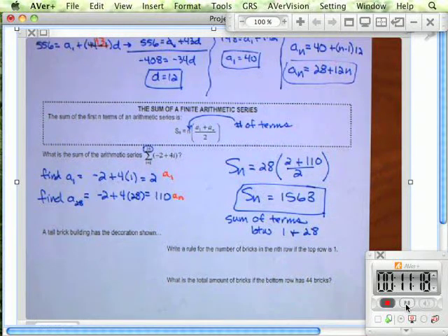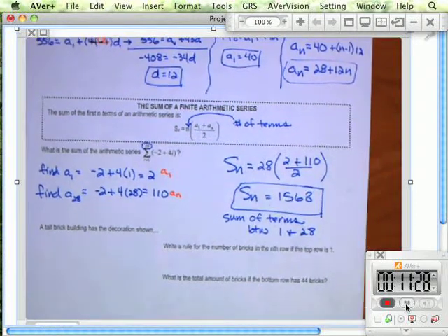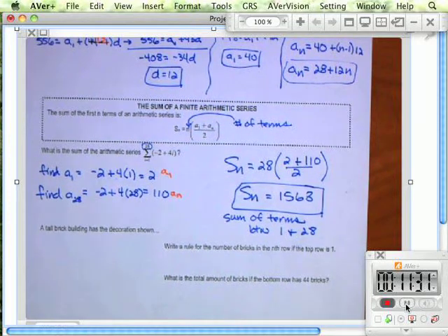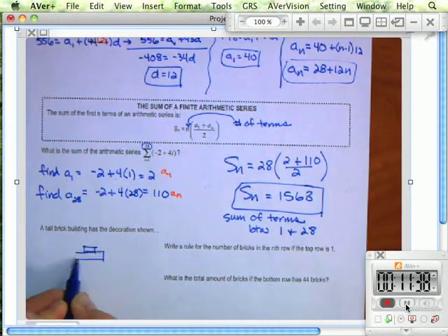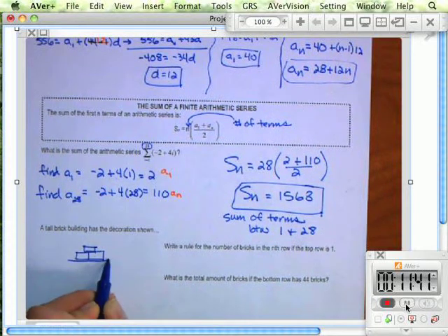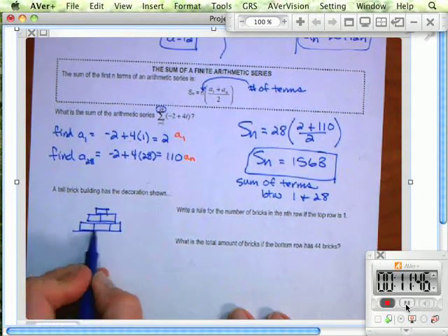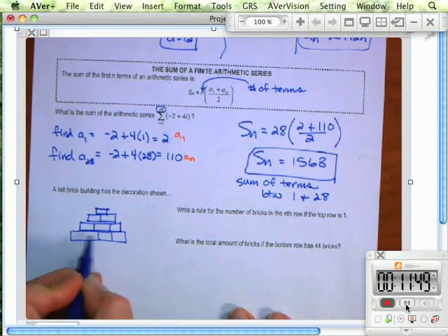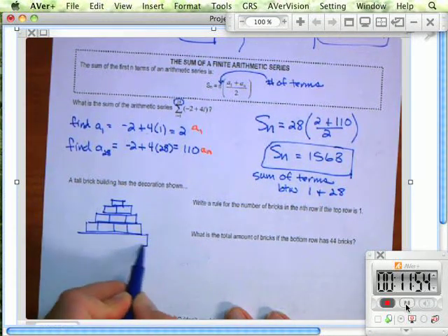I was really bummed out that the picture didn't copy here. There was a picture. And it's a fun kind of problem, so let's just look at it. So it kind of looks like this. Okay, and then it's kind of like this. Not that you'll ever see a brick building that looks like this, but whatever. Work with me, okay? So I'm just going to do one more row. There's 5 in this row.